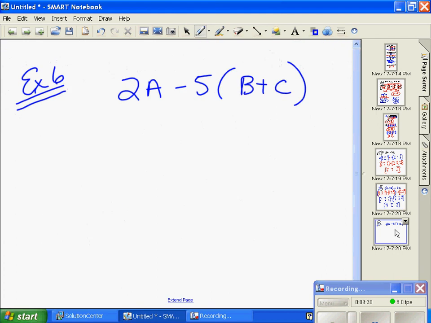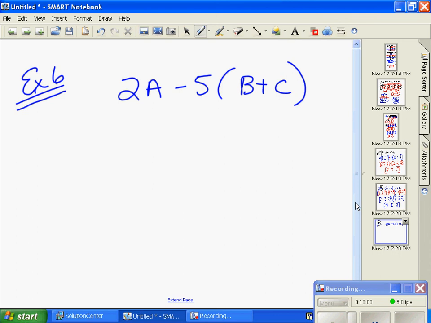Okay, next one, example 6. 2 times A minus 5 times the quantity B plus C. Do me a favor and pause the video. I'd like for you to try this one on your own, or if you want to work with your partner, that would be great as well. But I do want you to try this one before you check back with me. So if you can pause the video and then check back with me as soon as everybody's done, and I'll have the answer for you.